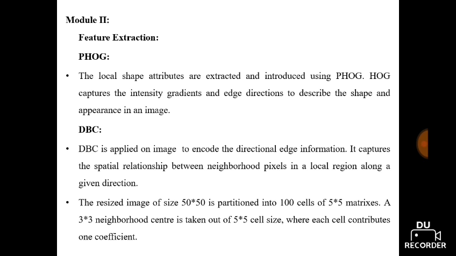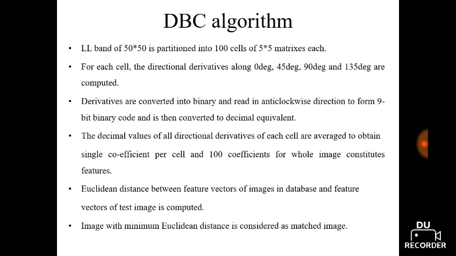The main procedure here is that if we have an image size of 50 by 50, it should be partitioned into 100 cells of 5 by 5 matrix. With this 5 by 5 matrix, we consider only the 3 by 3 neighborhood center, where each cell contributes one coefficient. The algorithm steps are described here.